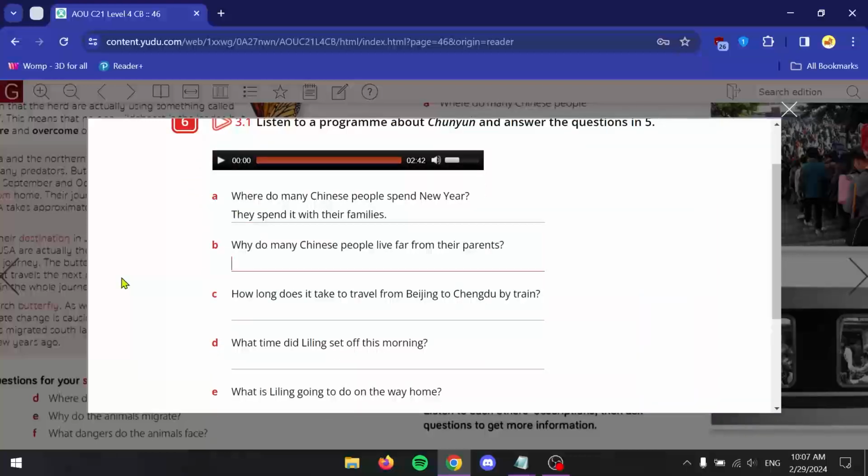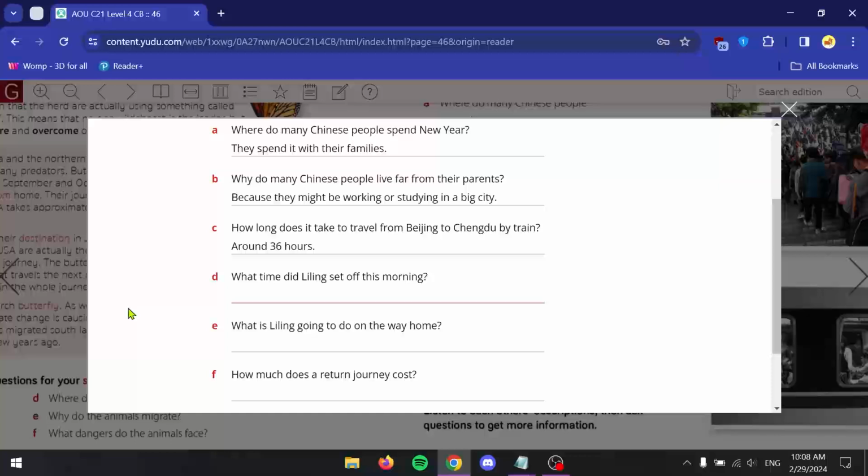B. Why do many Chinese people live far from their parents? Well, they might be working or studying in a big city. C. How long does it take to travel from Beijing to Chengdu by train? She said around 36 hours, but it takes another 3 hours to reach her parents. But specifically from city to city, Beijing to Chengdu, that's around 36 hours.